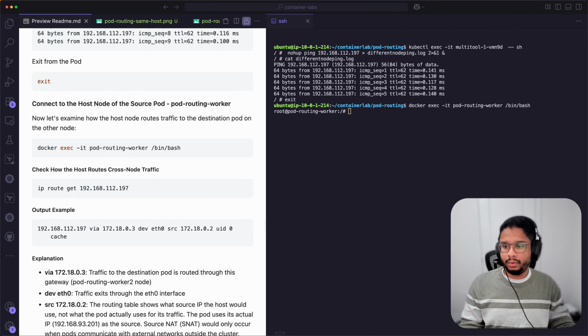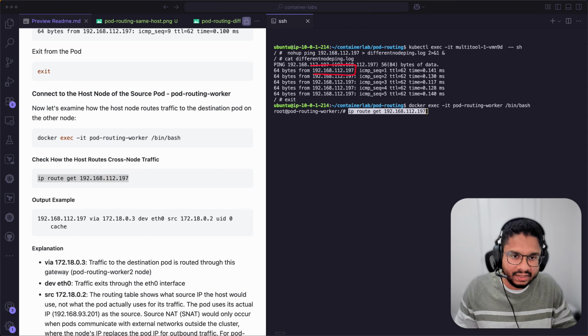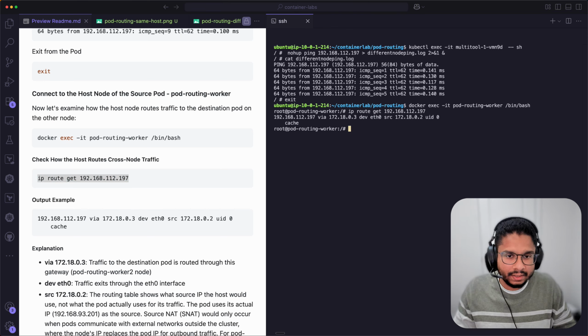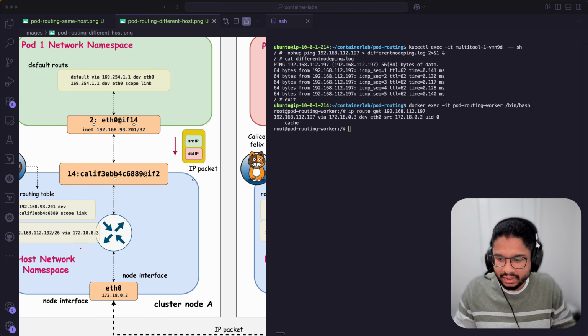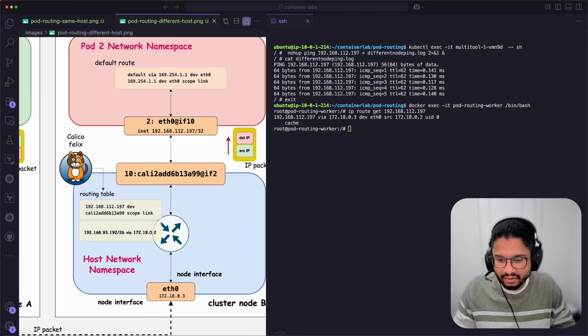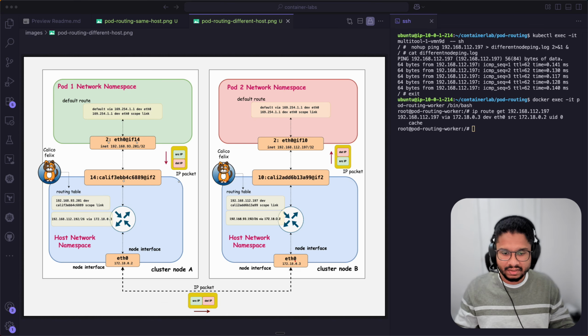Okay, so let me now do an IP route get for the IP of the destination pod. And as I get the output here, I can see that for this particular destination IP, the next hop is 172.18.0.3, right? So if I go back to the diagram, as this packet comes to the host network namespace, the next hop is 172.18.0.3, which is the ETH0 interface of cluster node B in this particular diagram over here, right? So ETH0 interface of cluster node B.